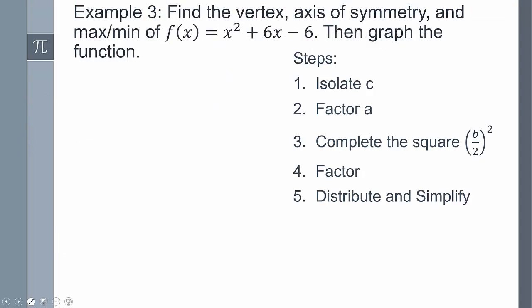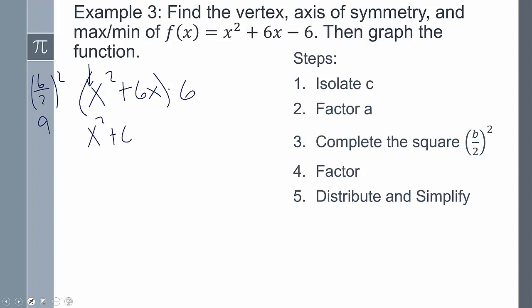Let's do one more. So for example, on this one, we're going to isolate c. So I get x squared plus 6x minus 6. So we're going to isolate c. There's no a for me to factor out, right? There's nothing there. So now we're going to complete the square. 6 over 2 squared. So 6 over 2 is 3. 3 squared is 9. So I'm going to add 9 and subtract 9 inside the parentheses, and I'm going to leave that minus 6 on the outside.